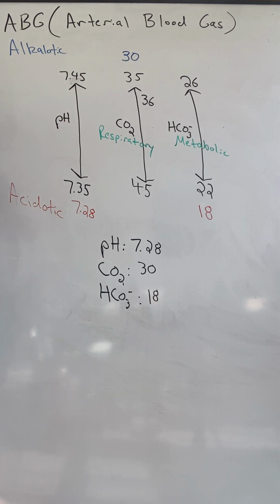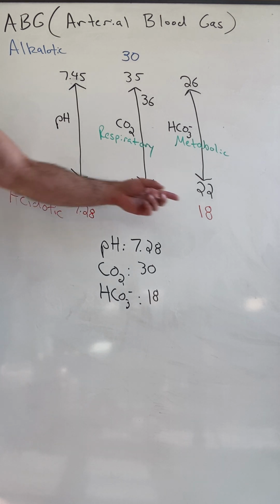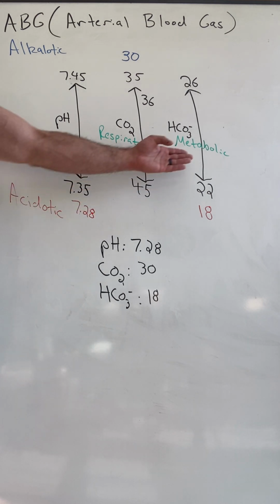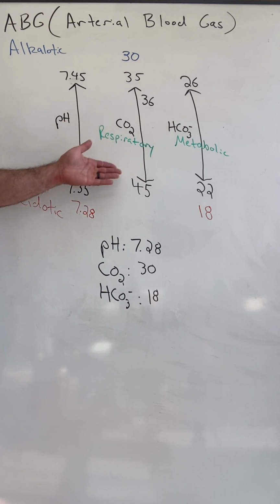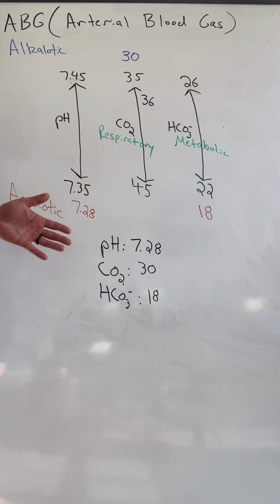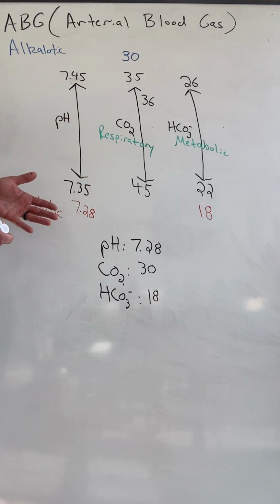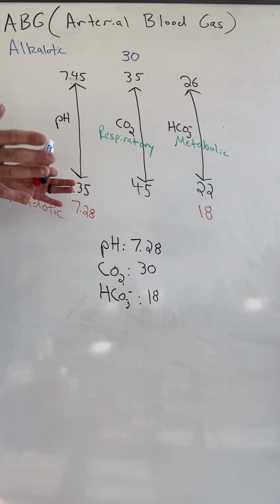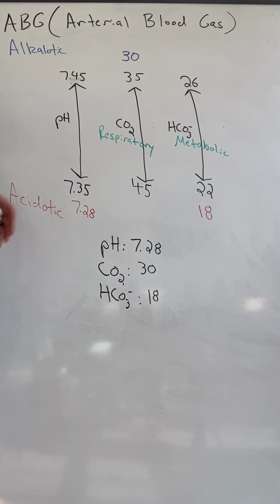Now, what about our CO2? So how do we know we have compensation? Once we've selected our primary problem, we look to the other number. In this case, the other number is the CO2, because the bicarb is our primary problem. If the CO2 is normal, there's no compensation. So if the CO2 was 36, it'd be a metabolic acidosis with no compensation. But it's out of range.